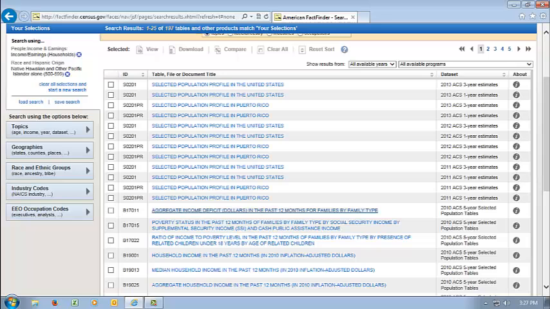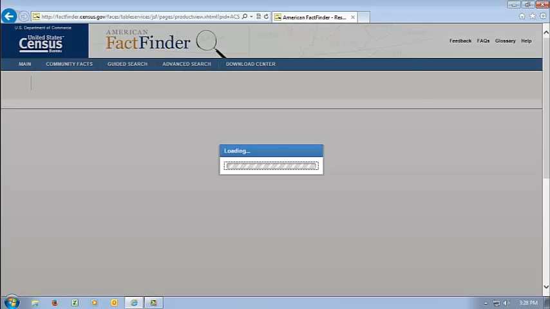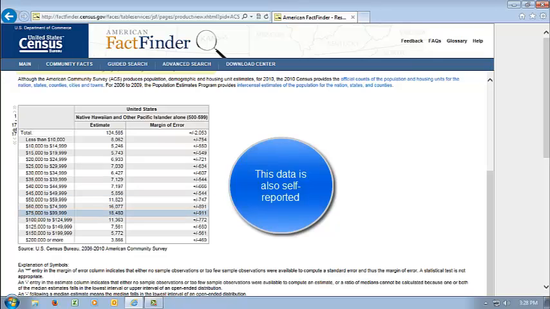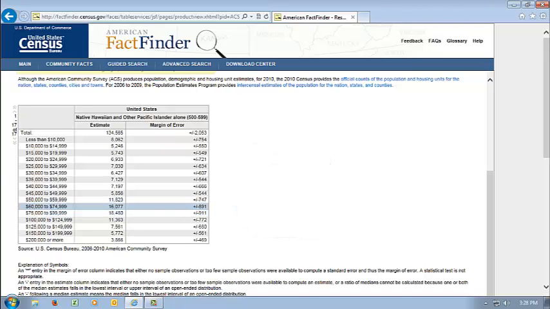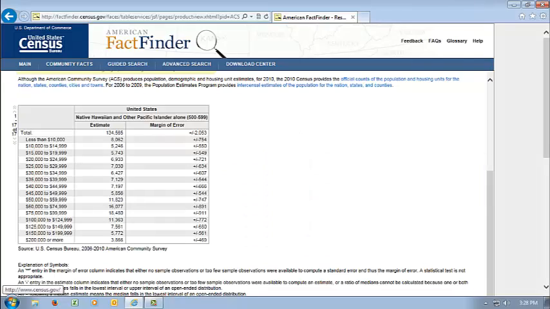And I can go household income in the past 12 months in 2010 inflation adjusted dollars. If I click on this, it will open up the particular table. And we have the breakdown of how many Native Hawaiian and other Pacific Islanders reported that they received such and such an income per year. Now, remember that this is only one of the many possible tables that you can pull on this group, and only one of the many possible groups that you can pull tables on.